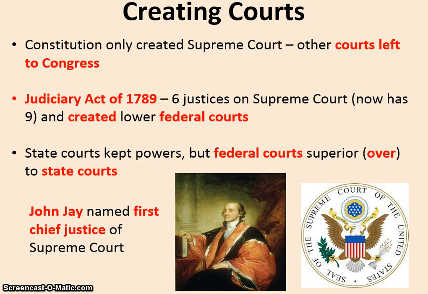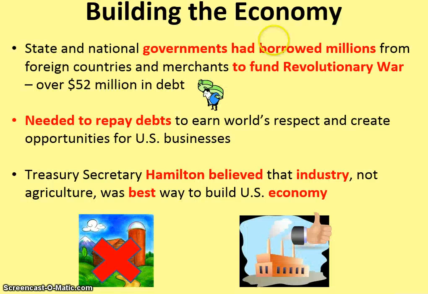Of course, now we have 9, and it created a number of lower federal courts. Now, the state courts also kept their powers, but it also said that federal courts are superior, which means over the state courts, which is consistent with Article 6, the Supremacy Clause, which we talked about in our last unit. And the first Chief Justice, which is the head judge of the Supreme Court, was John Jay.